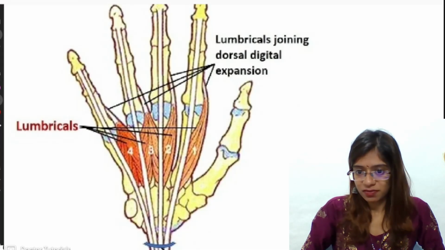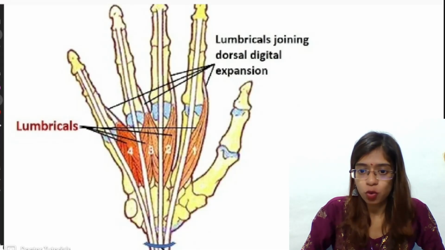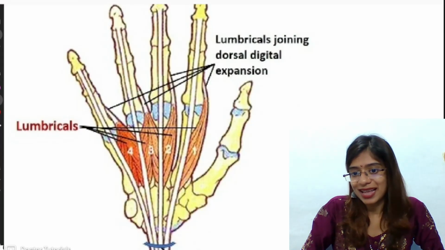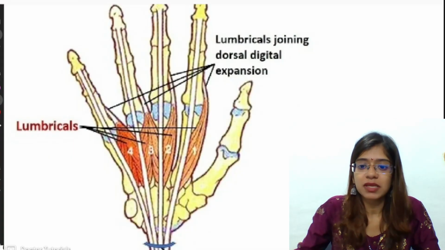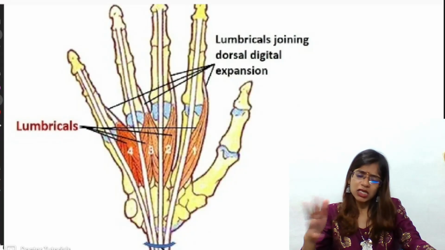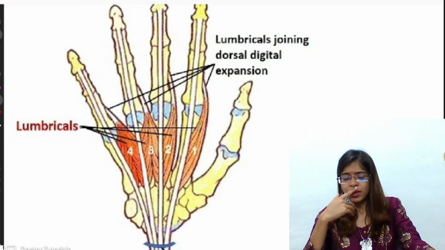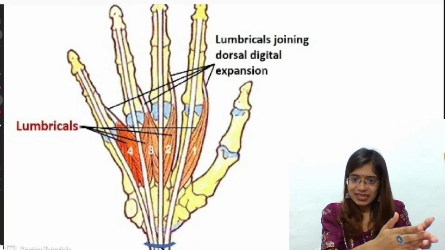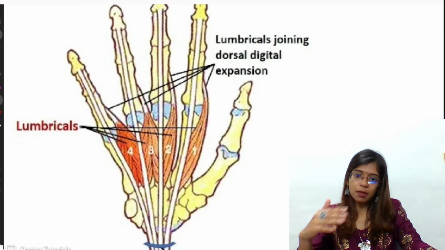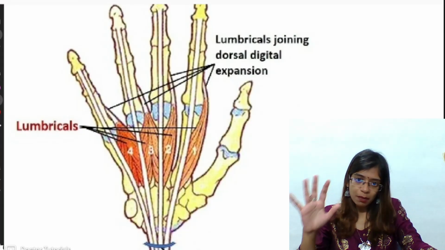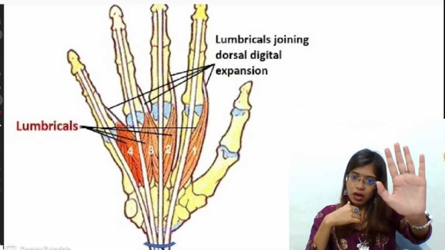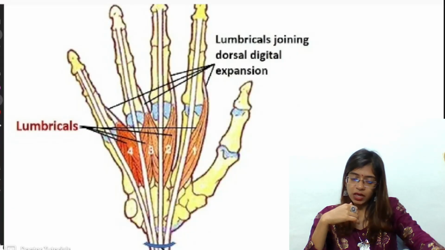First point. When you have to write a short note about lumbricals, the first point you will write is that it is an intrinsic muscle of the palm. All these muscles we discussed are intrinsic muscles, meaning they start in the palm and they end in the palm. So lumbricals are intrinsic muscles. There are 4 lumbricals in our palm.